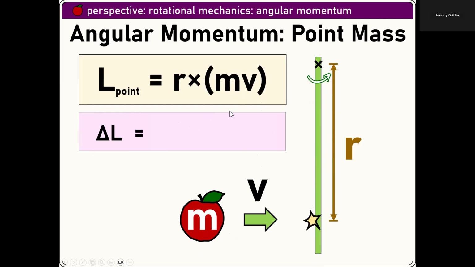Now, what do you guys think goes in this pink box right here? Yeah, so something about I times omega. So L is I omega. Right. So if it was some version of that.